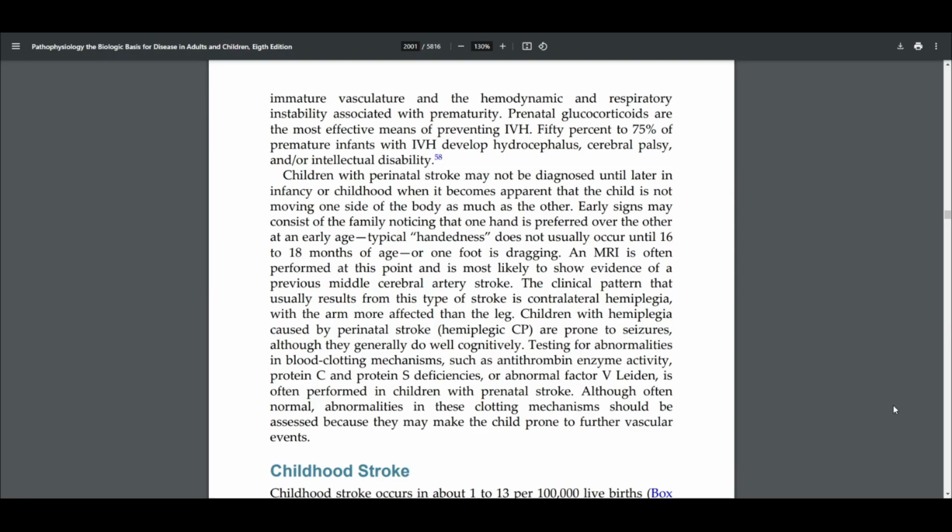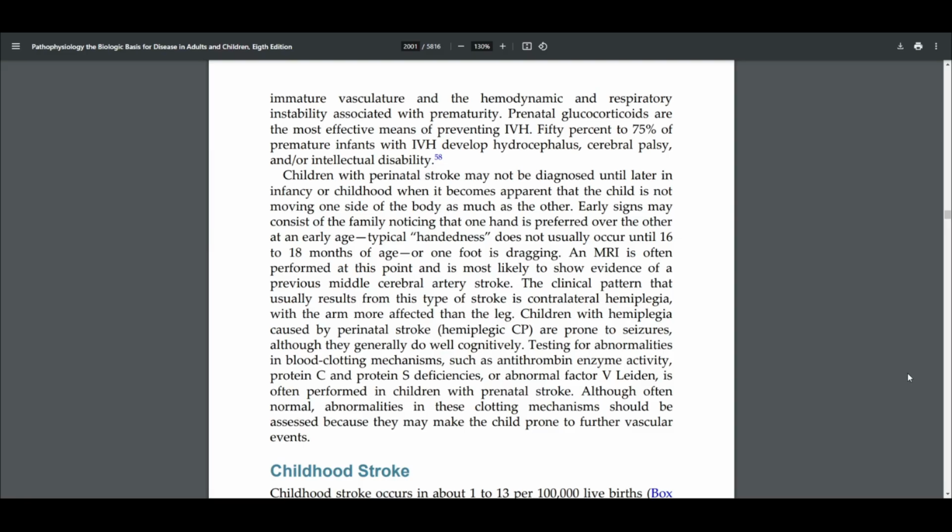Children with perinatal stroke may not be diagnosed until later in infancy or childhood when it becomes apparent that the child is not moving one side of the body as much as the other. Early signs may consist of the family noticing that one hand is preferred over the other at an early age. Typically, handedness does not usually occur until 16 to 18 months of age, or one foot is dragging.